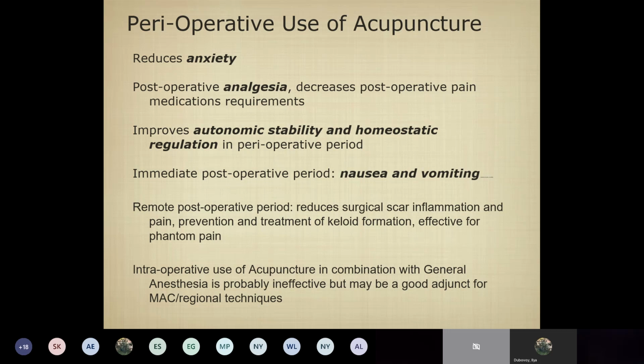Improvement in autonomic stability and homeostatic regulation perioperatively, important for our anesthesia colleagues. And of course, nausea and vomiting, possibly even independent of the opiate use. There is also evidence that it reduces surgical scar inflammation and pain, keloid formation locally, and has been shown to be effective for phantom pain in some studies. The intraoperative use of acupuncture in the setting of actual anesthesia may not be as effective, since there is quite a bit of evidence that at least most of the nervous system needs to be intact for this to work. Nevertheless, it does serve as a good adjunct for sedation techniques, conscious sedation in many studies.